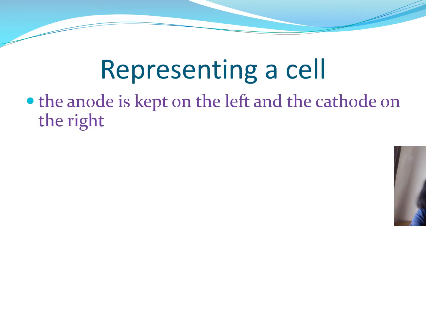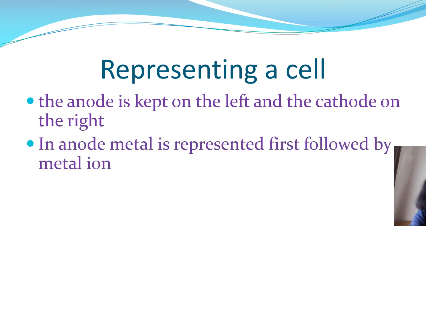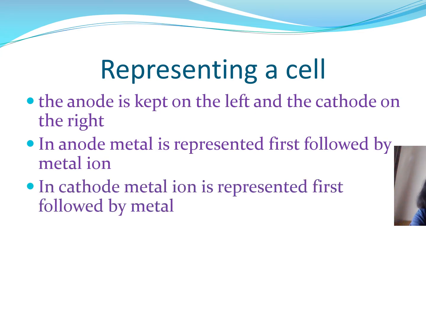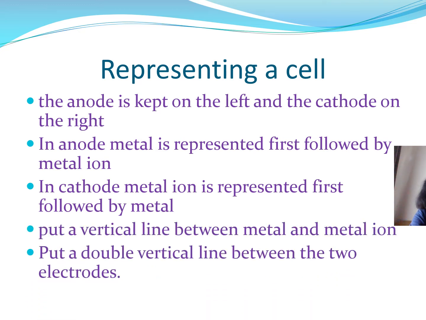How do you represent a cell? Always the anode is kept to the left and the cathode is kept to the right. In the anode, the metal is represented first, followed by the metal ion. Then in the cathode, the metal ion is represented first, followed by the metal. Put a vertical line between metal and metal ion. Put a double vertical line between the two electrodes.